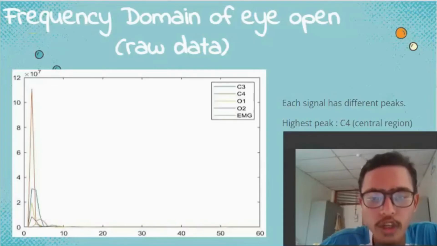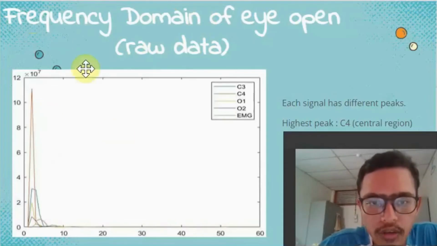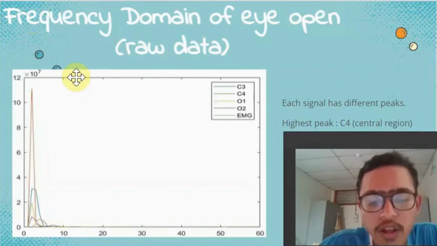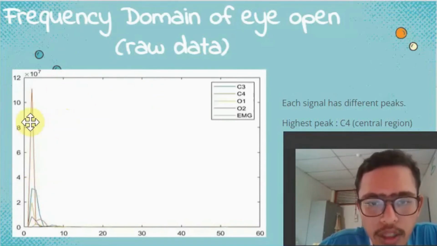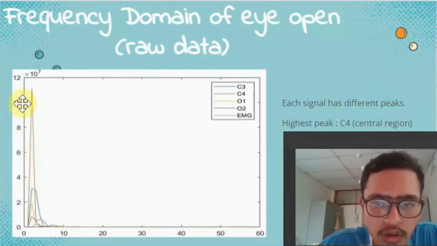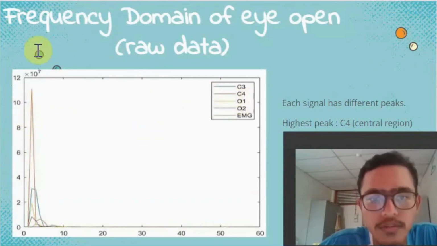Next is the frequency domain of eye open of the raw data. As you can see from this figure, there are several peaks indicated by different colors, and we change the time domain to the frequency domain so that we can observe several characteristics of the signal that are so hard to see when we look at the signal in the time domain. So we can see that each signal has different peaks, and the highest peak is the orange one, which indicates C4 or central region.